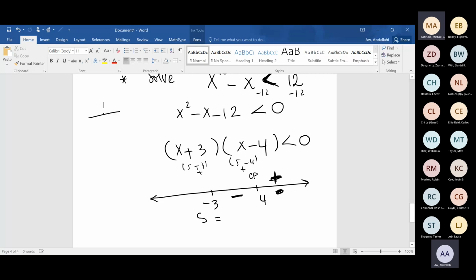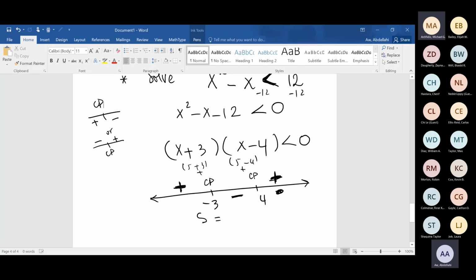Cross point, it is plus, minus, or minus, plus for a cross point, always. Cross point, the sign will change across a cross point. And -3 is also a cross point. What's going to happen to the left of -3? It's going to be positive, right?